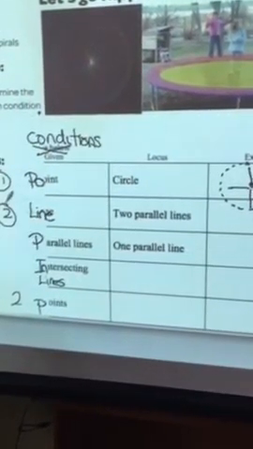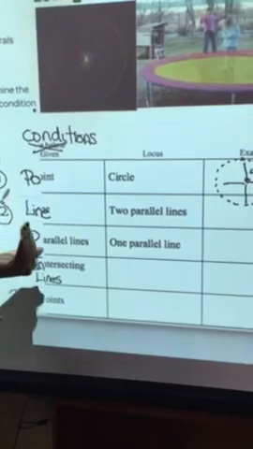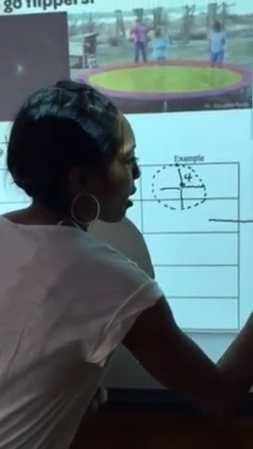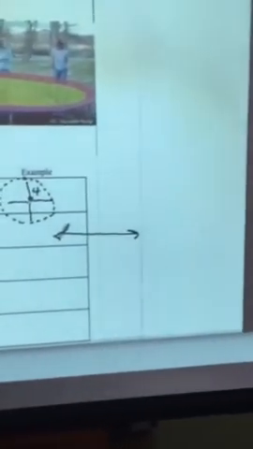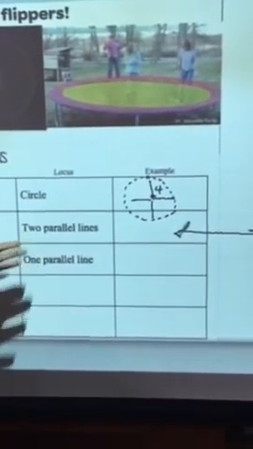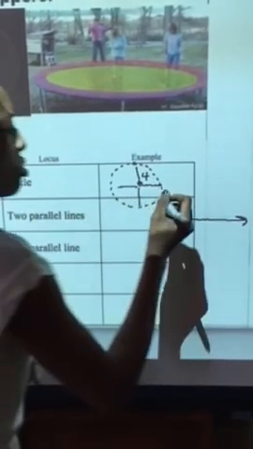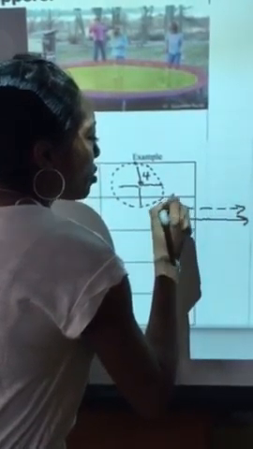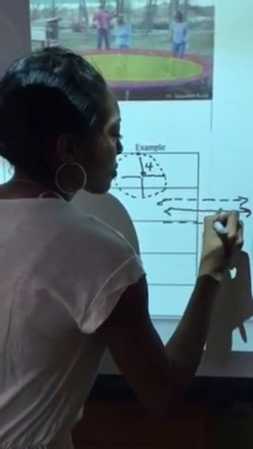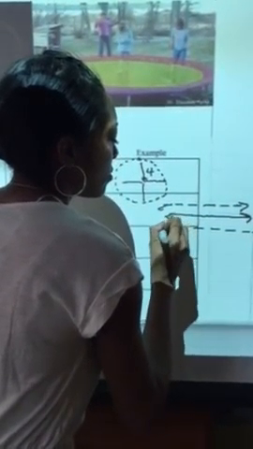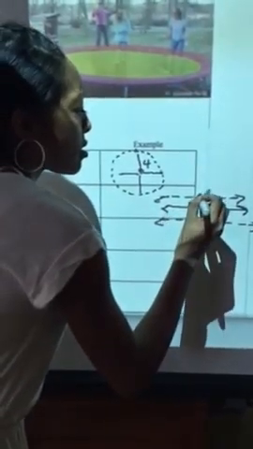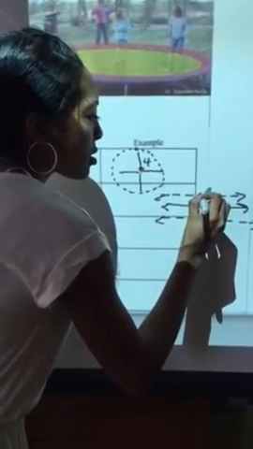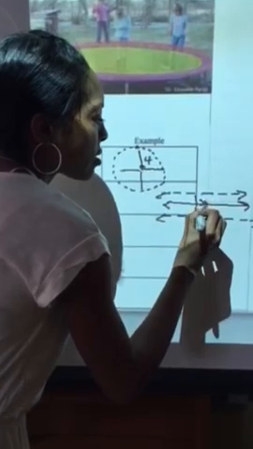Number 2, line. Given a line, that's the condition. Here's our line, and I'm going to draw it bold. Remember, the object that you're given is bold. The locus should be dashed. The locus is going to be 2 dashed lines parallel to the line given. And again, this distance here would be equal distance. Let's just call this distance x, and this distance here also x.